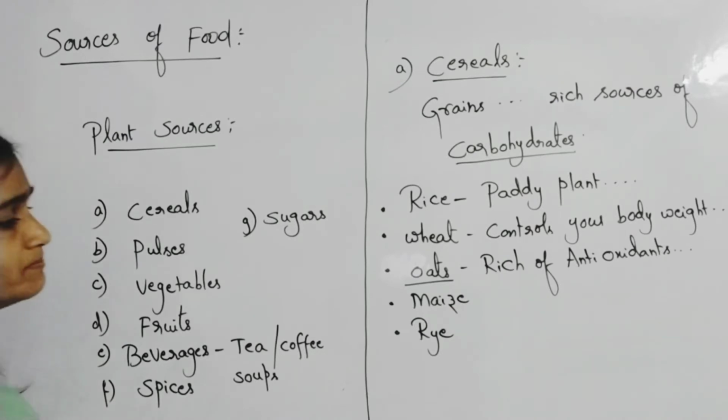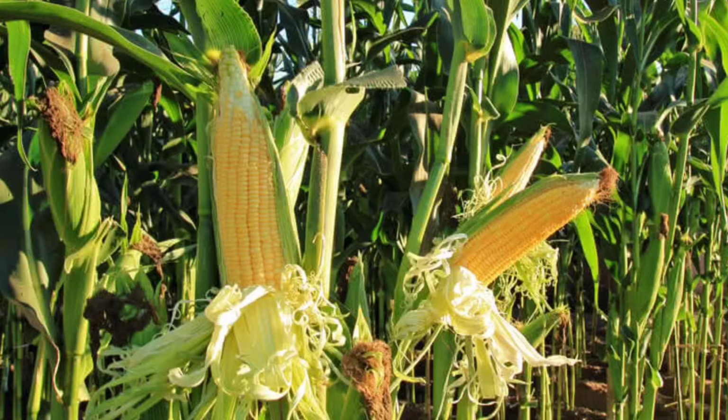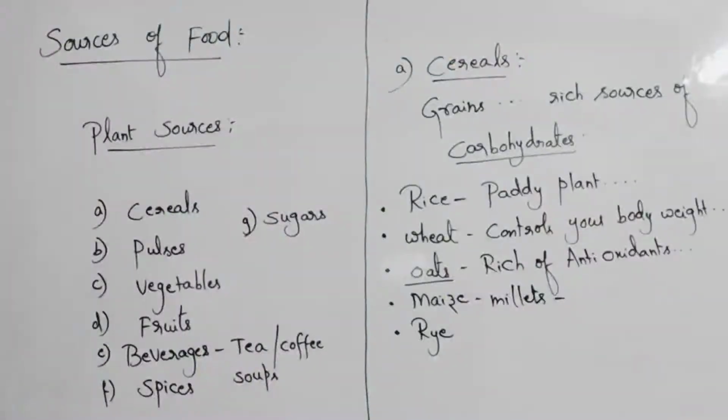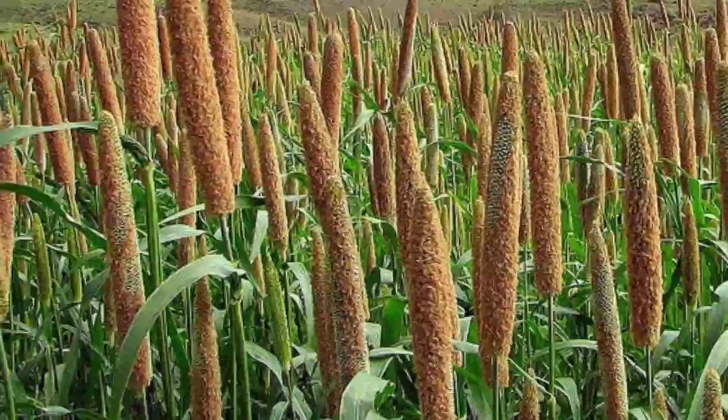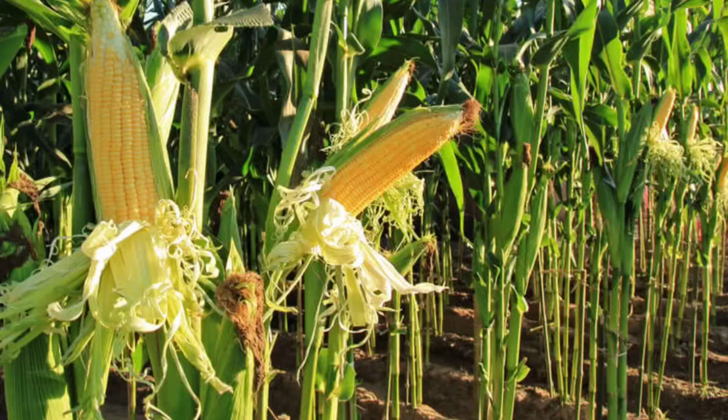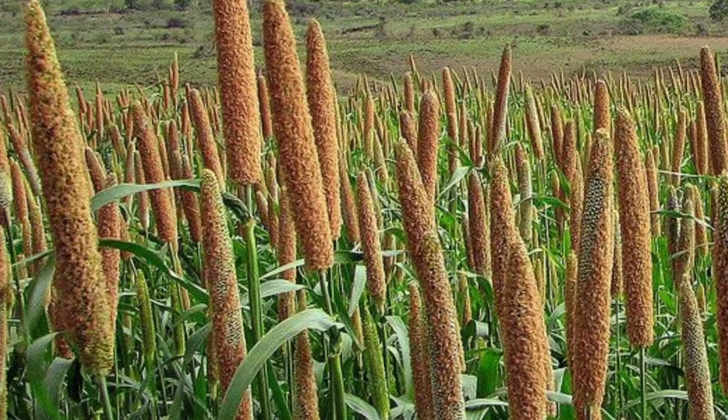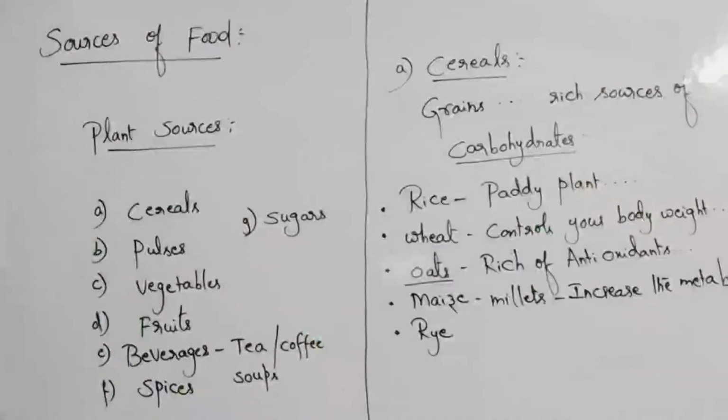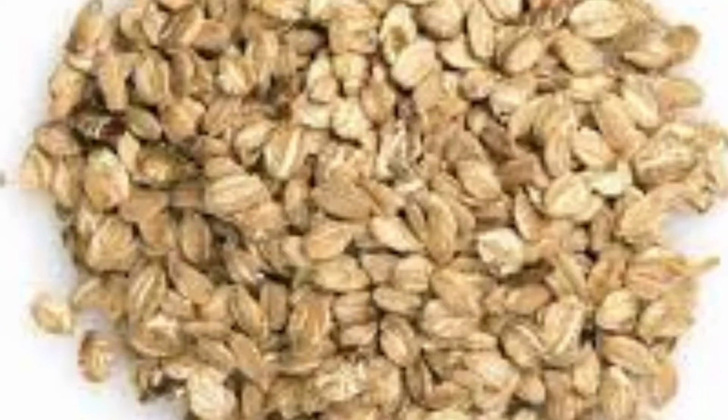Next, maize and millets. Maize is also a rich source of carbohydrates, and millets also. Millets and maize help to increase the metabolism of our body. You can see in the pictures. Next, rye flakes help to prevent cell damage. You can see rye flakes in the picture, dear children.